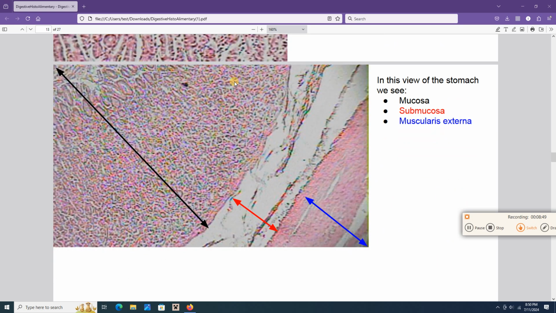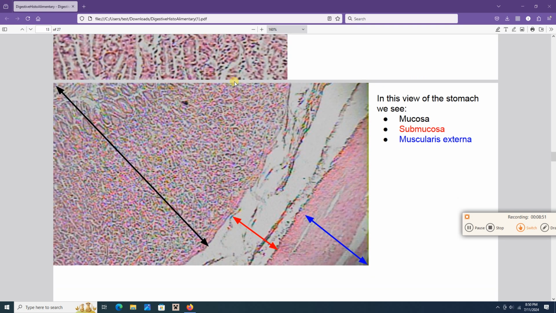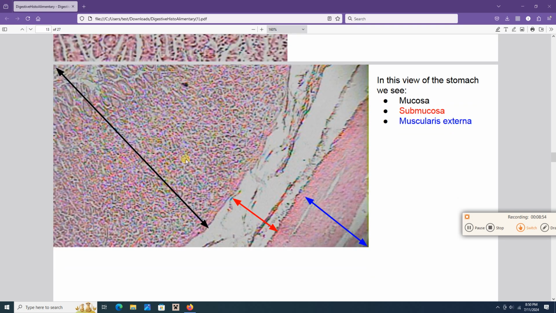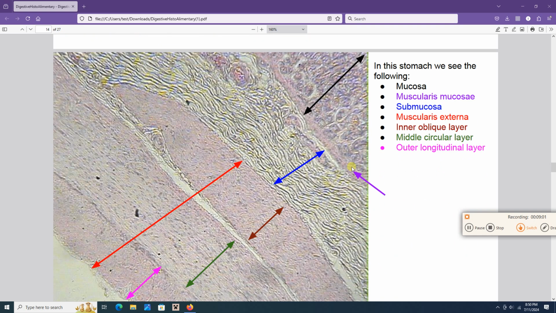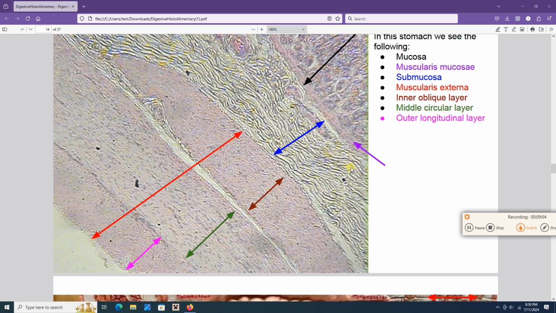This is kind of an ugly picture, but I got it on my slideshow, so why not? Here's my mucosa of my stomach, my submucosa, and my muscularis externa. Now this one, I like this one because this one shows me something. Here's the mucosa. There's the muscularis mucosae. Here's our submucosa. Now, the dark lines in the submucosa are elastic fibers because think about it. The stomach stores food. It needs to be able to stretch and then recoil.